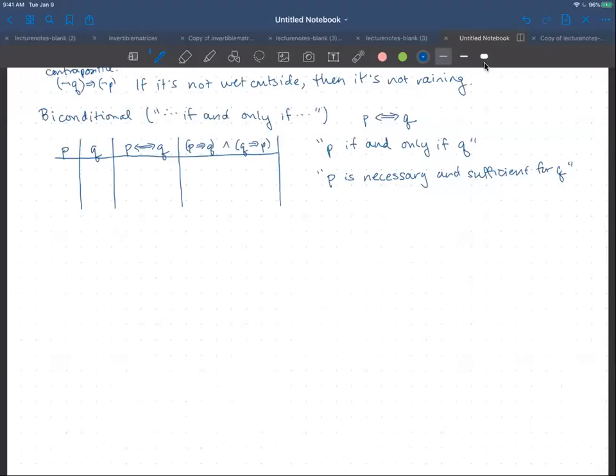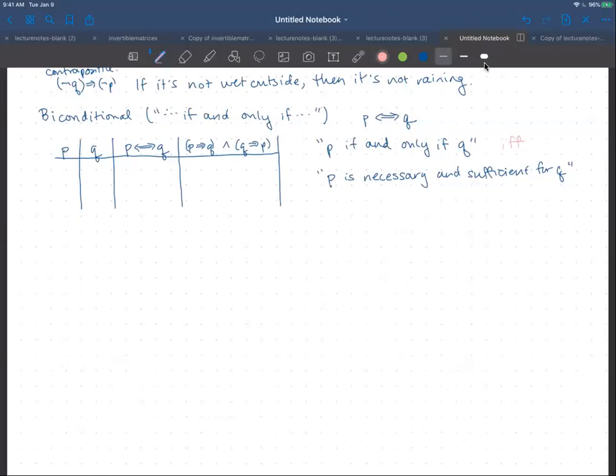All right, we're down to our last connective, which is the biconditional. It's this if and only if statement. So P if and only if Q. Sometimes when I'm writing this, I will abbreviate if and only if as iff with two F's, one for the first if and one for the second. And you'll see that happen a lot in mathematics.